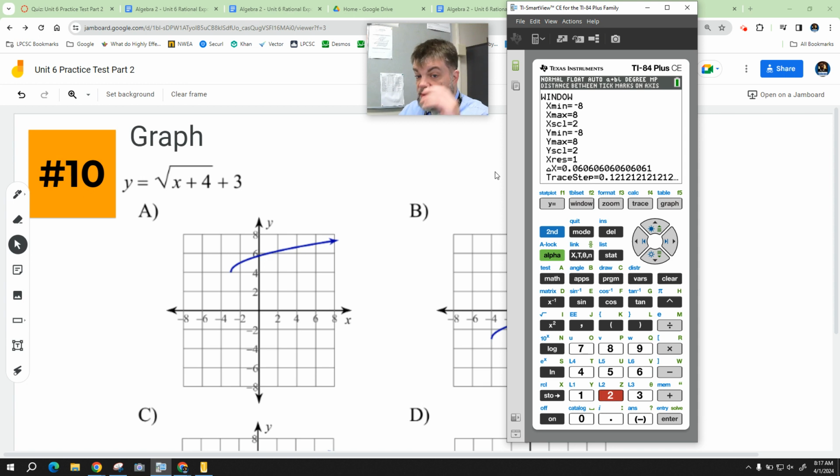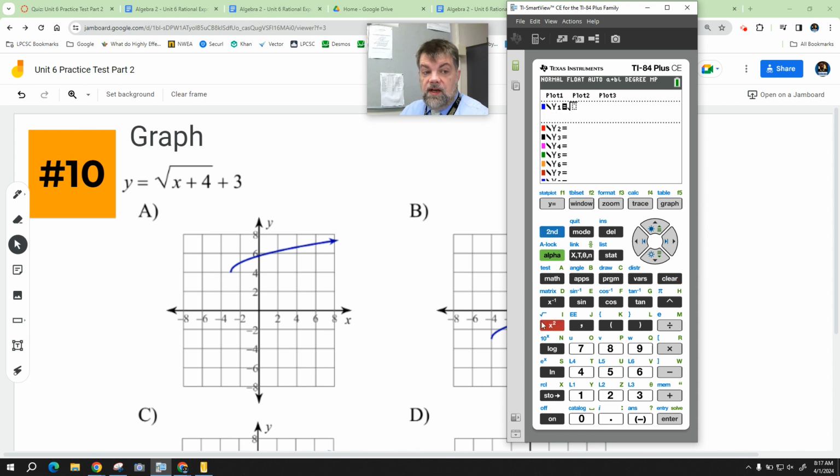Okay? So now I'll go to y equals. Clear out whatever's in there, and then I'm going to do this. See the square root symbol here? I'm going to say the square root of x, here's my x button, plus 4. Then notice that I have this little right arrow. I need to come out of that.